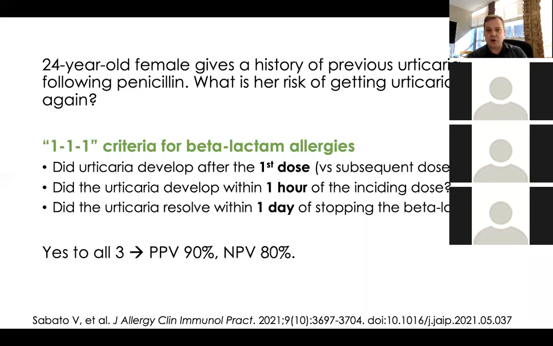So if they say no to at least one of those three, they were 80% likely that they wouldn't get a reaction if you gave them the drug. And that's pretty useful. The area under the curve there was 90%, 0.9. And that's one of the better rule in, rule out tests that we have. And this is new. This came out in 2021. It was published. I've got the link there in the bottom of the page. But this is a pretty useful thing.